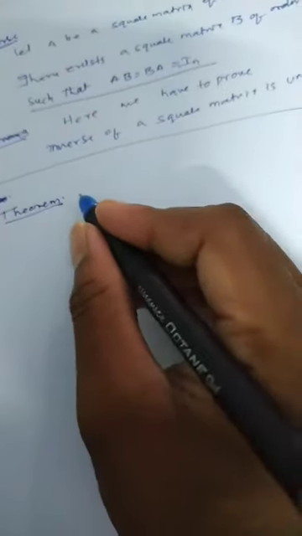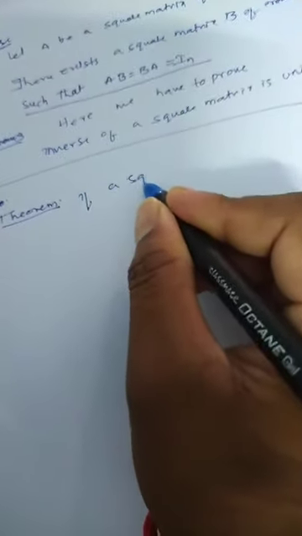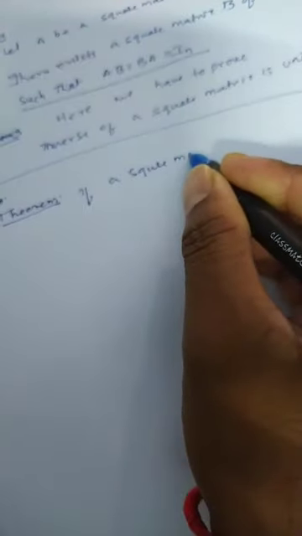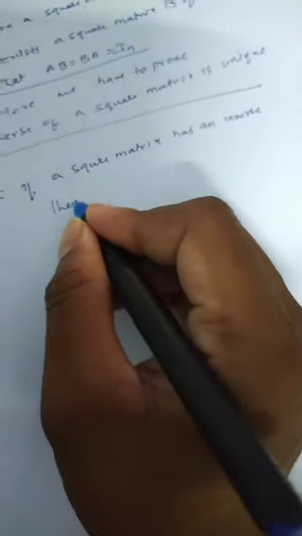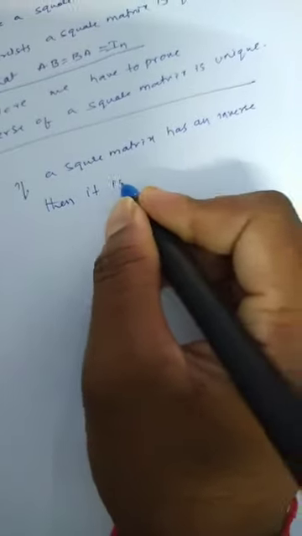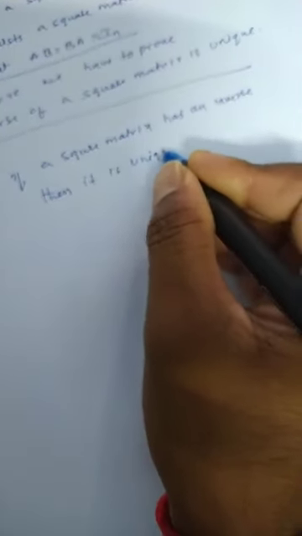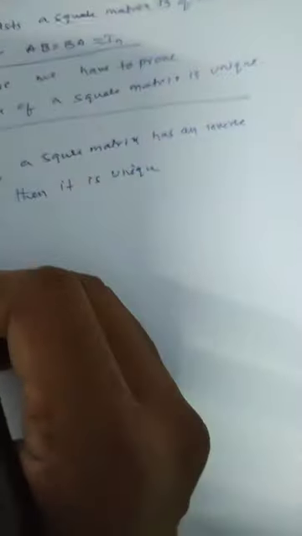If a square matrix has an inverse, then it is unique. Okay. So what we have to do: if a square matrix has an inverse, we have to prove it is unique, right? Proof.